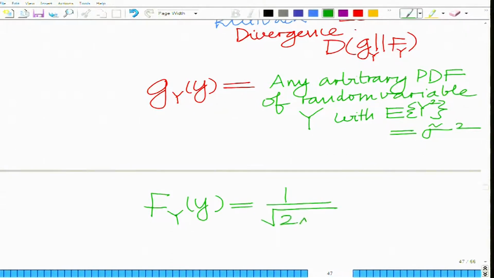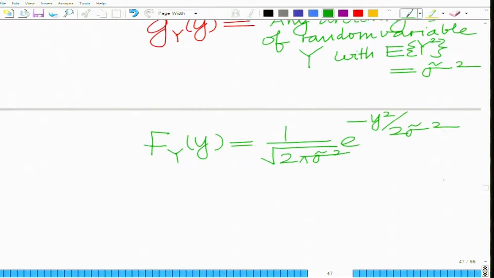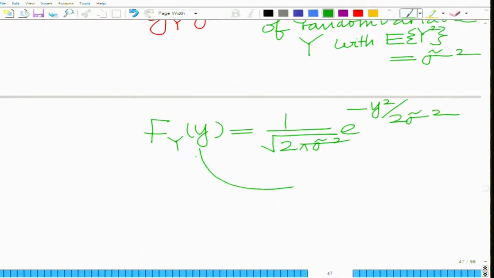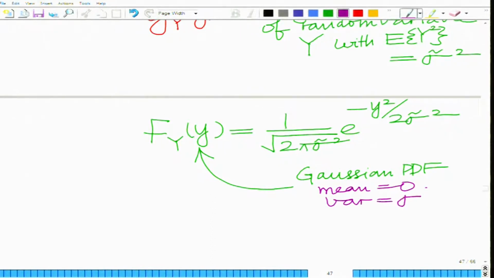So this is any arbitrary PDF, and f_Y(y) we will choose as the Gaussian PDF with 0 mean, that is 1 over square root of 2 pi sigma tilde square, e raised to minus y square divided by 2 sigma tilde square. So we set f_Y(y) as the Gaussian PDF, mean equals 0, variance equal to sigma tilde square.